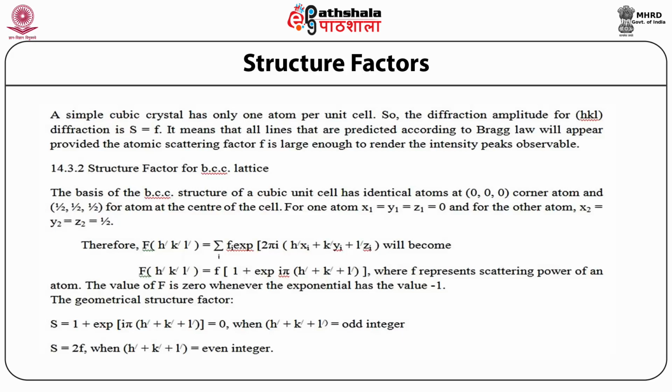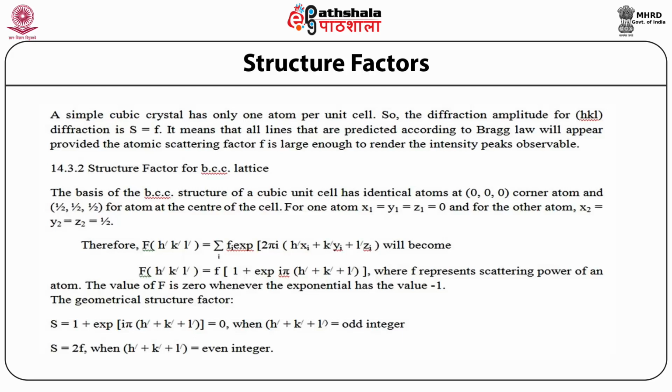The basis of the BCC structure of a cubic unit cell has identical atoms at 0, 0, 0 for the corner atom and 1/2, 1/2, 1/2 for the atom at the center of the cell. For one atom, x1 = y1 = z1 = 0, and for the other atom, x2 = y2 = z2 = 1/2. Therefore, capital F(h', k', l') is equal to the summation over i of small f_i times exponential of 2 pi i (h' x_i + k' y_i + l' z_i), which becomes capital F(h', k', l') equal to small f within the brackets 1 plus exponential of i pi (h' + k' + l'), where small f represents the scattering power of an atom.